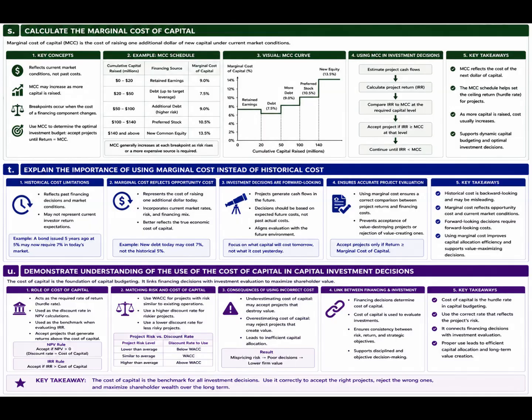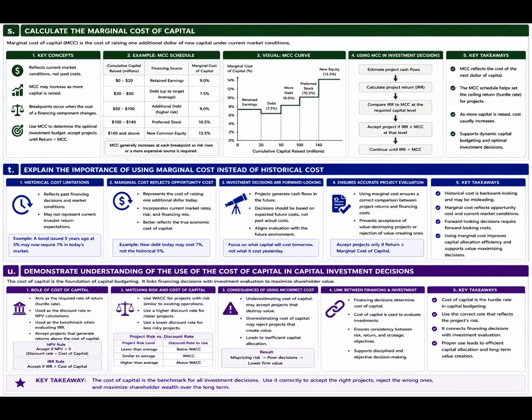T. Explain the importance of using marginal cost instead of historical cost. Historical cost reflects past financing decisions and may not represent current market conditions. Using it in decision-making can lead to incorrect investment evaluations. Marginal cost reflects the opportunity cost of new capital. It aligns project evaluation with current investor return expectations.